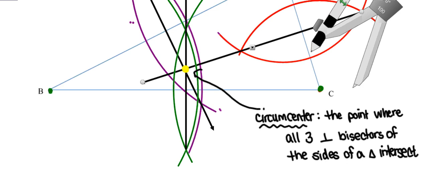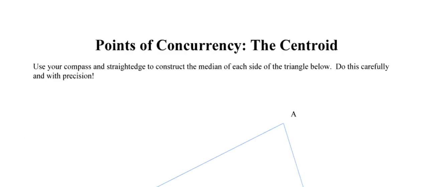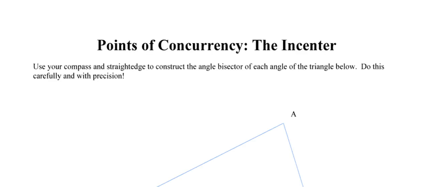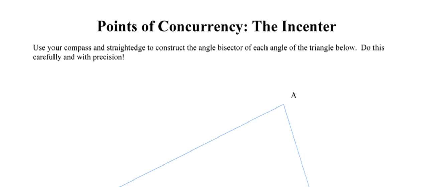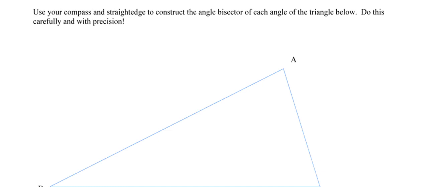All right, if you haven't finished writing, pause, because I'm going to skip ahead. I'm going to go past the key ideas on circumcenter. I'm going to go past the material on the centroid because you should already have this page filled out. I'm going to go right to the page where it talks about points of concurrency, the incenter. On this page also, it's asking us to do some constructions, but this time it's now asking us to construct the angle bisectors.